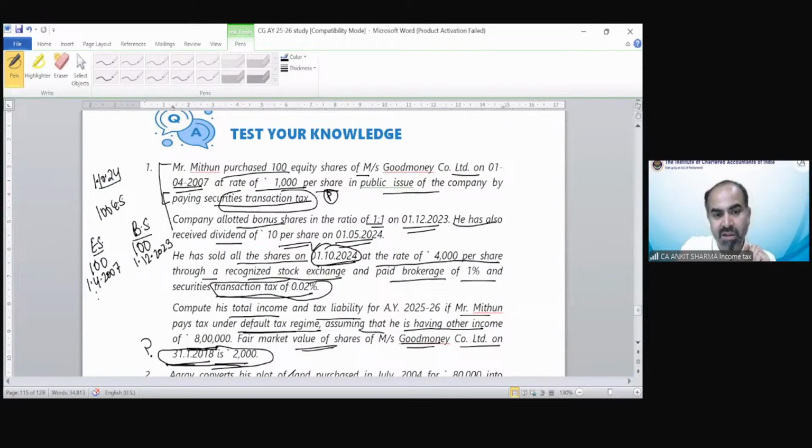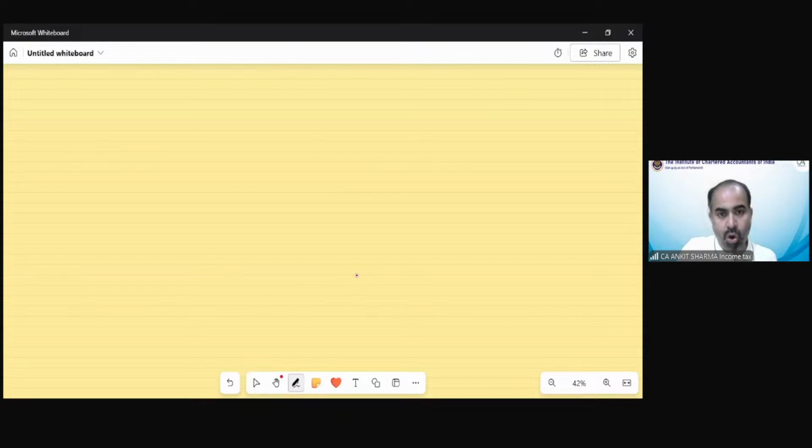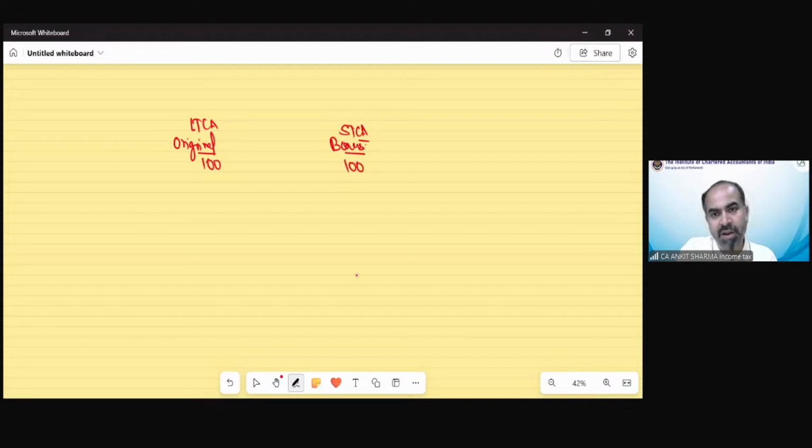So you can see the original shares will fall under long-term capital asset, and because the bonus shares were held for less than 12 months, that would fall under short-term capital asset. So the basic condition I have written over here, then I'm going to solve it on a separate sheet so you can see clearly how we are going to solve this kind of question. After solving this question, I will give you a break, students. So we have discussed this would be long-term capital asset. This is your short-term capital asset. Clear? We are having 100 equity shares and 100 bonus shares.